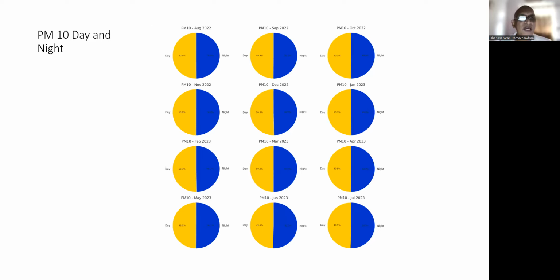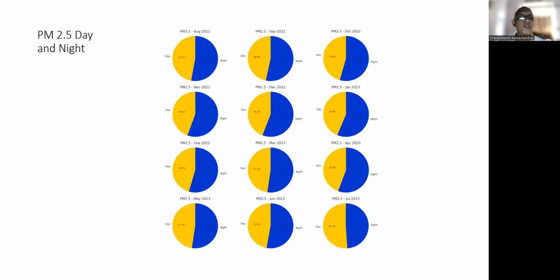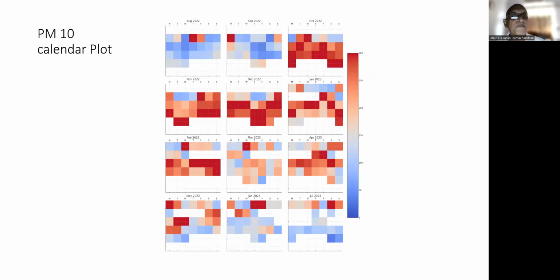This is the day-night behavior of PM10 at Punjabi Bagh. More or less, it shows that there is no big difference in PM10 distribution between day and night. It is more or less equal. But it is somewhat different with respect to PM 2.5. The night time PM 2.5 is more than the day. This is also one inference that we have seen from the study.